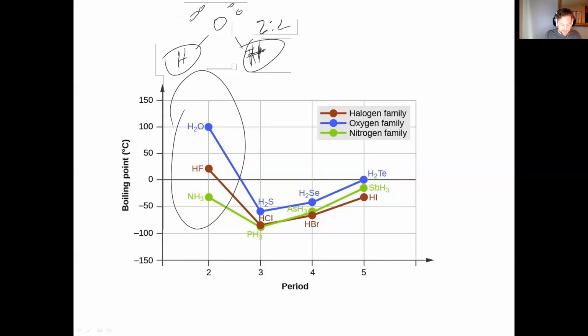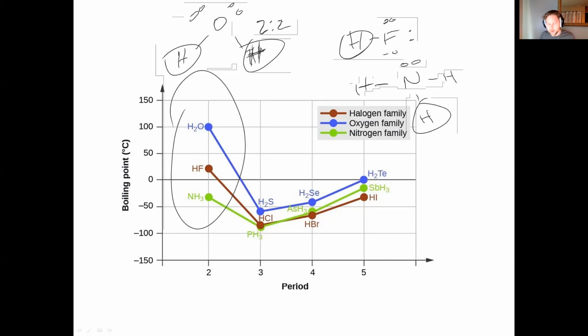Whereas with HF and NH3, there's really only a possibility for 1 hydrogen bond to occur between molecules. 1 hydrogen, 1 lone pair. And with HF, there are 3 lone pairs, but there's only 1 hydrogen. So still only 1 hydrogen bond happening between molecules in this 1 to 3 ratio, or the 3 to 1 ratio. There's really only 1 hydrogen bond occurring between HF molecules and between NH3 molecules.